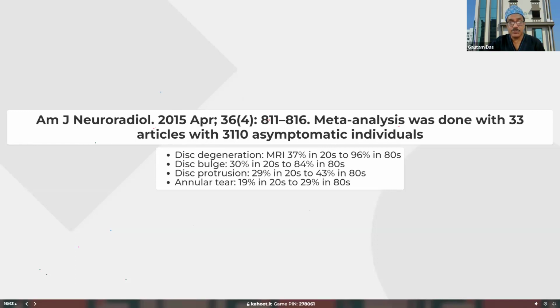Suppose somebody is having back pain radiating to the leg. It's not only the disc prolapse which is responsible for that. There may be so many other structures, so many other pain generators, which can also cause back pain with leg pain radiation. So you have to find out those pain generators as well. First clinically, and then match with the MRI. And still, if there is confusion, we can go for diagnostic blocks.